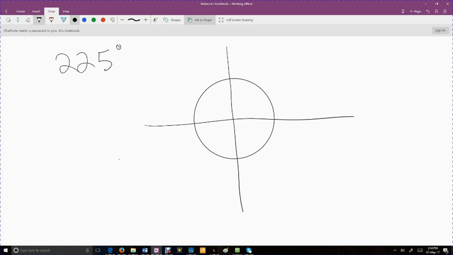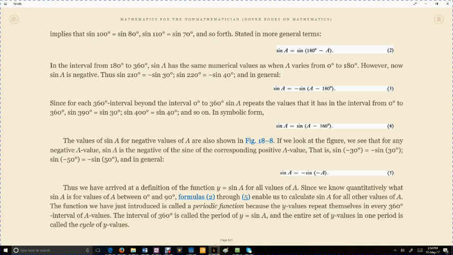5 degrees. There we go. Okay, so 225 degrees, it's more than 90, it's more than 180, but it's not quite 270. So we're going to look in Math for the Non-Mathematician. It is between 180 and 360. So we're taking negative sine of A minus 180.